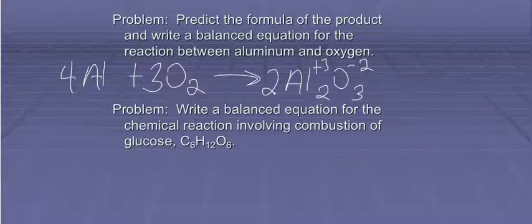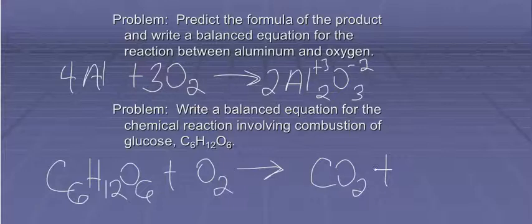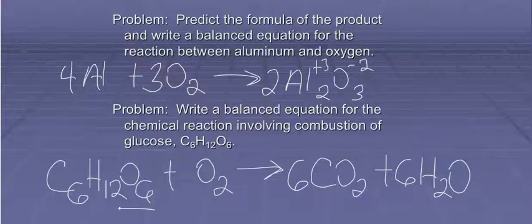If I combust glucose, react it with oxygen. It's a carbon, hydrogen, oxygen compound. It will always produce CO2 and water. Then I could go back and balance it. 6 carbons, 12 hydrogen. I already have 6 oxygen in glucose, so the coefficient in front of O2 is a 6.